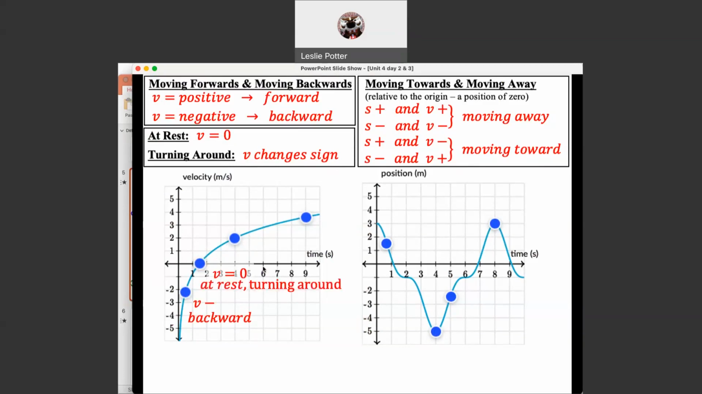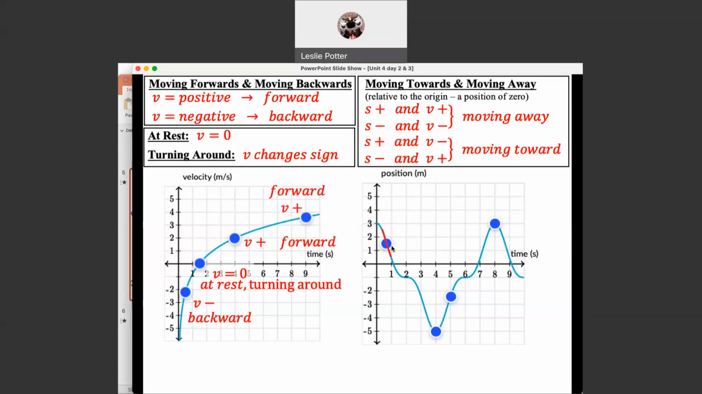At this location, we're at positive velocity, so we must be moving forward. And we also have positive velocity here, so we're still moving forward. So that's how to interpret a velocity graph in terms of forward and backwards. Let's look at a position graph.